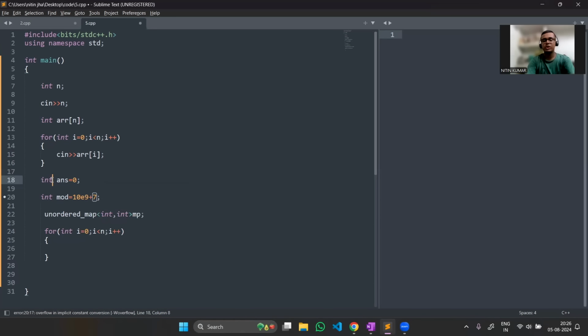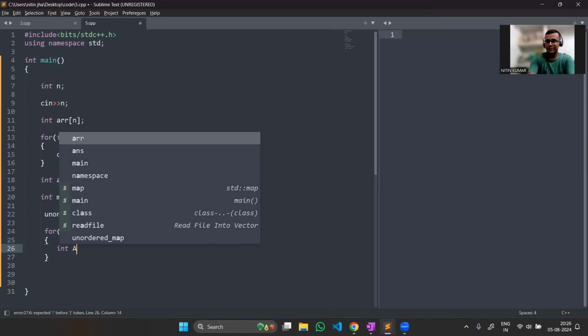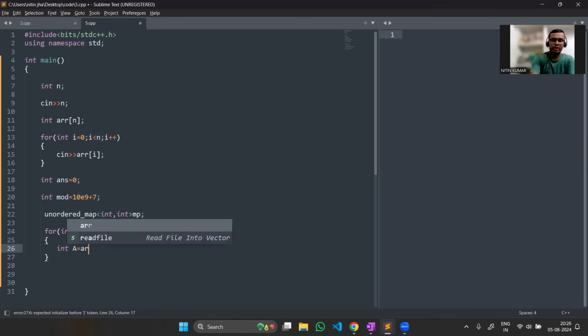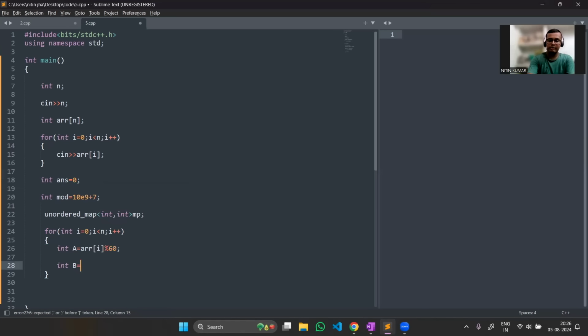Okay, one more thing, I think when we take the answer, okay, let's do it. What I have told you, since we have discussed in ABC form, let's say A would be what? So A would be array of i modulo 60. Why I'm taking modulo 60, you already know. I've discussed this earlier. Now, what will be our B? B will be C. C will be 60 minus A.